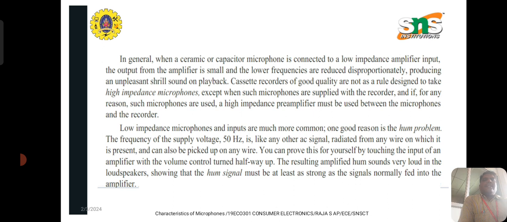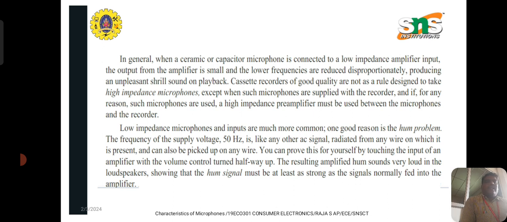In general, if a ceramic or capacitor based microphone is connected to a low impedance amplifier input, the output from the amplifier is small and the lower frequencies are reduced, disproportionately producing an unpleasant thin sound on playback. So cassette recorders of good quality are not, as a rule, designed to take high impedance microphones, except when such microphones are supplied with the recorder. If for any reason such microphones are used, a high impedance pre-amplifier must be used between the microphone and the recorder.